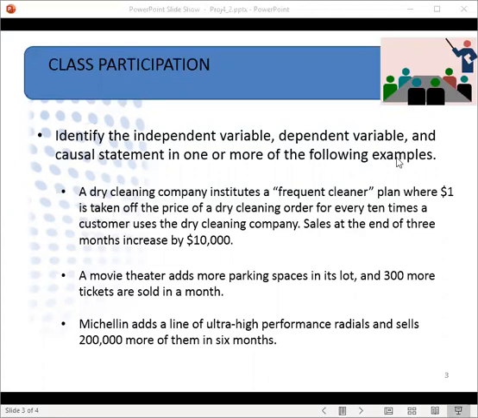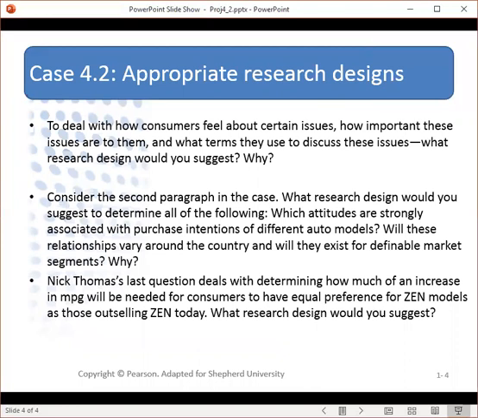Okay. Next, let's read through case 4.2 at the end of chapter 4, then answer these questions and we'll go over them. Take 15 minutes and then we'll get back.